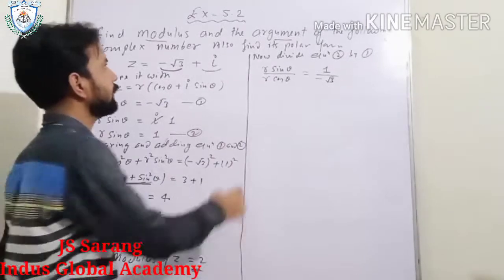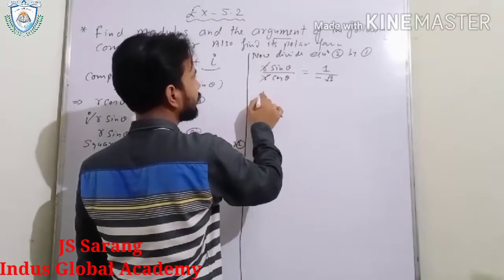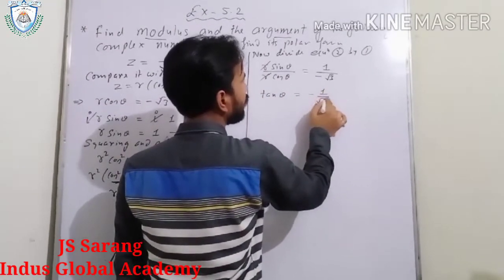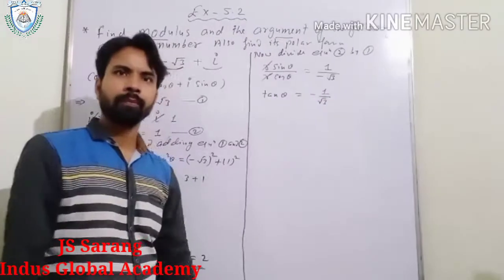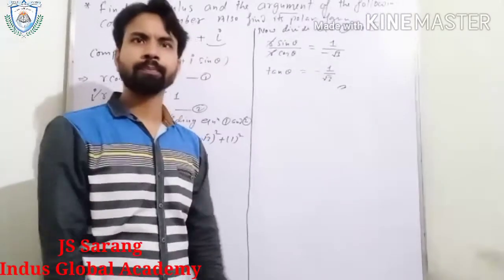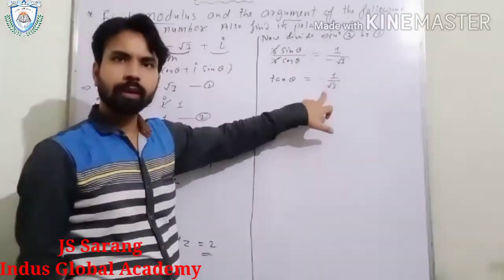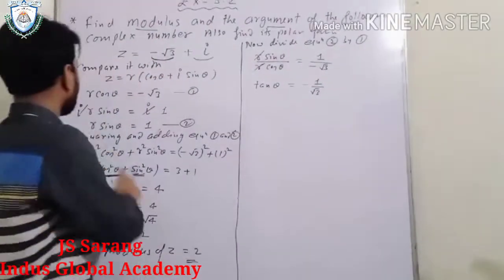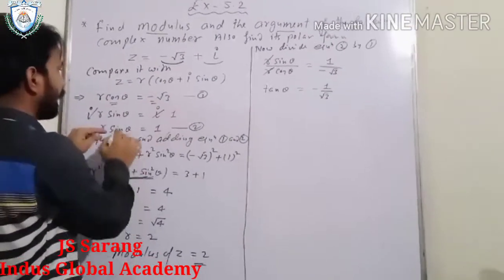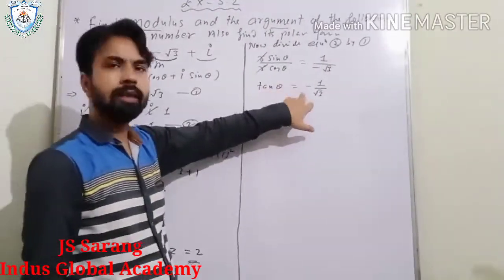Clear? Now see, r and r cancel. What is left? Sin theta upon cos theta, which is tan theta, equal to minus 1 upon under root 3. Is it clear? So here tan theta equals minus 1 upon root 3. Now see, from equation number 1, cos theta is negative, and from equation number 2, sin theta is positive, and here tan theta is negative.